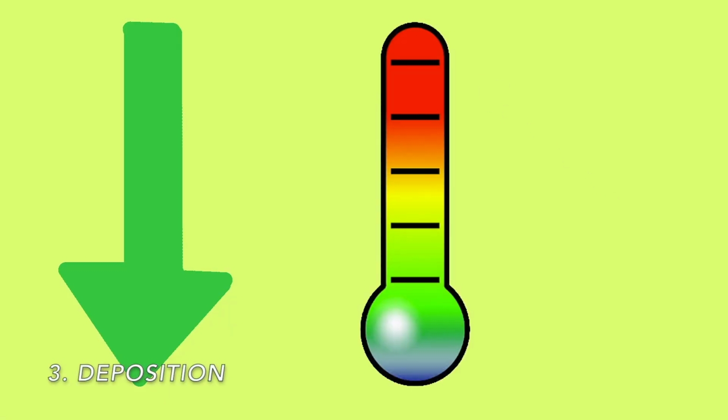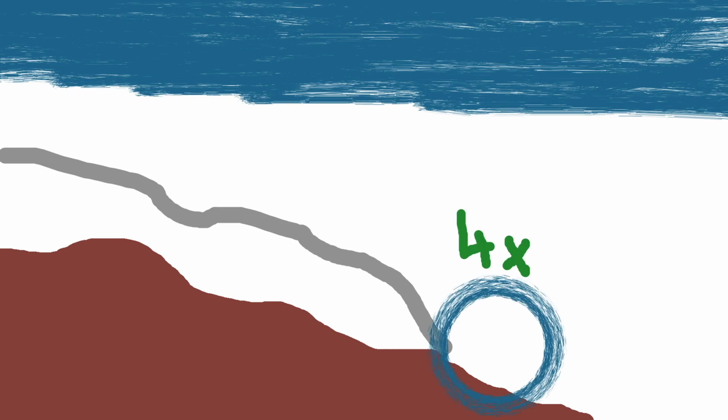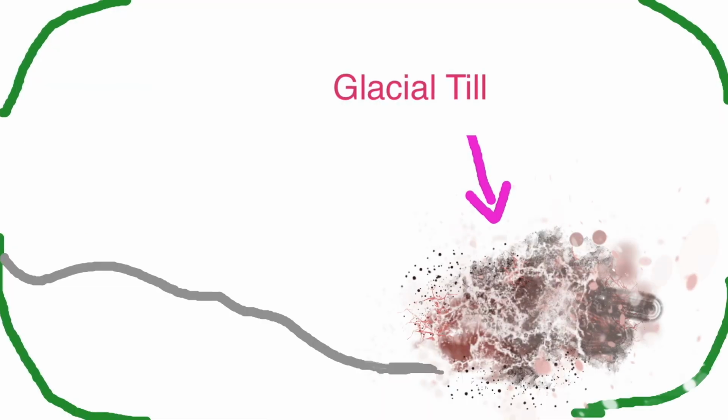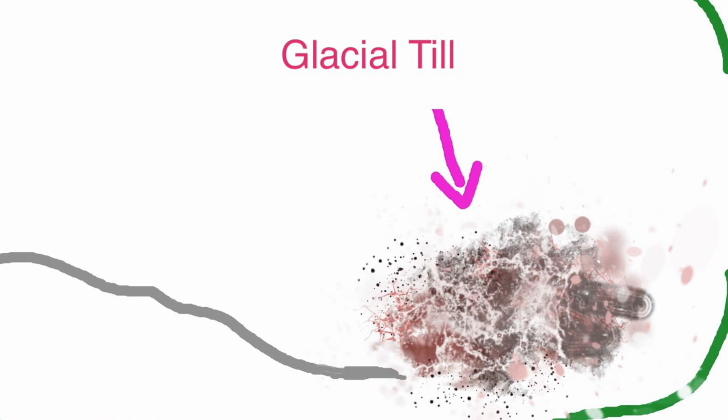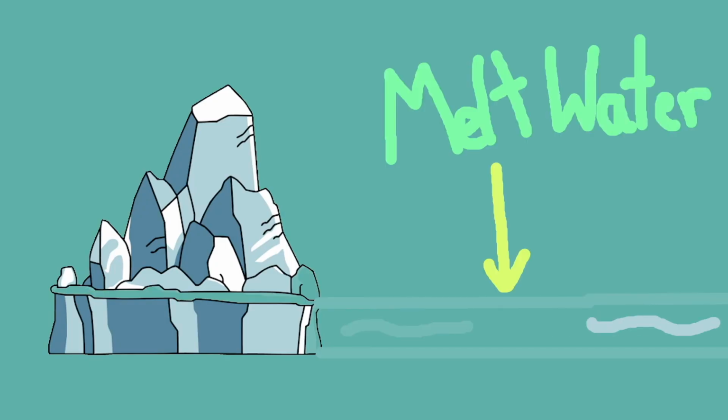As you go down a mountain, it gets warmer, so eventually the front of the glacier reaches a place where it melts. As the ice melts, the load it is carrying falls to the ground, as rocks, stones, sand and clay all mixed up together. This mixture is called glacial till. The water from the melting ice is called meltwater. It runs off and will feed a river or a lake.